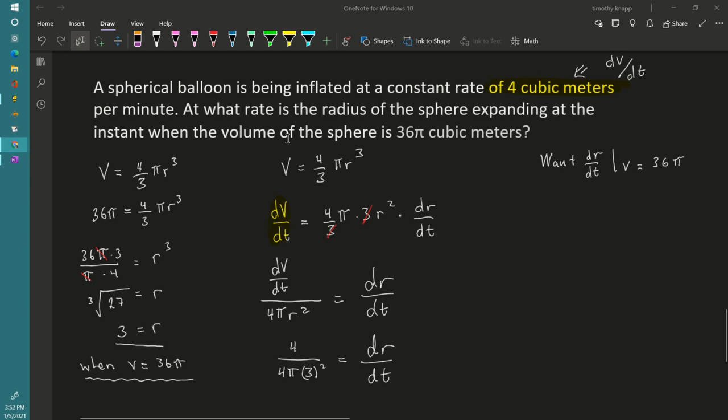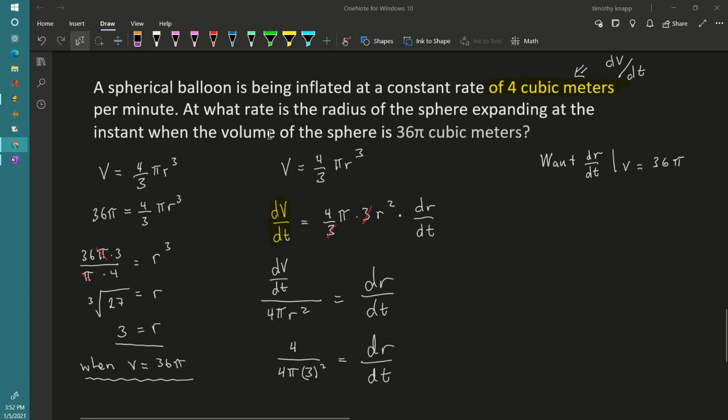Here we've got a typical related rates question. It's a pretty entry level question. It says a spherical balloon is being inflated at a constant rate of 4 cubic meters per minute. So cubic meters is a volume. So they're telling you a dV/dt here, right? So that's a 4. Question is, at what rate is the radius expanding?